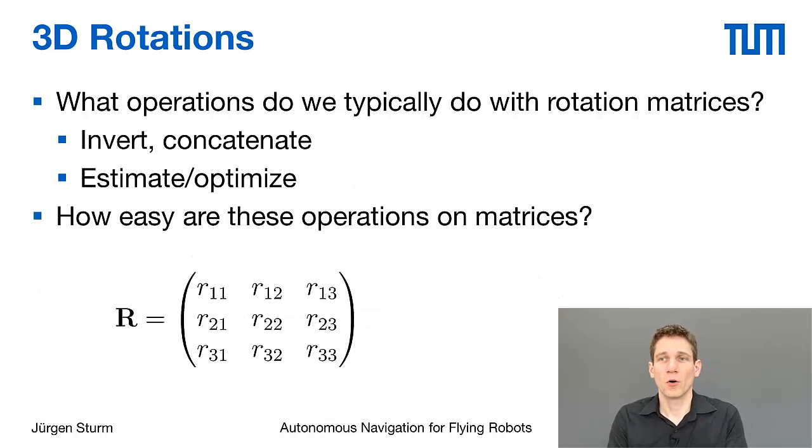So what do we now typically need to do with rotation matrices? Or what are the operations that we frequently have to apply? Well, of course, one thing, and we've seen that already before, we need to invert them and we need to be able to concatenate them, for example, to integrate the odometry from sensors. Sometimes we need to estimate a rotation matrix because we want to find out how the robot moved between two time steps. And now the question is, how easy are these operations on matrices? So is a rotation matrix actually the right representation to solve these tasks?